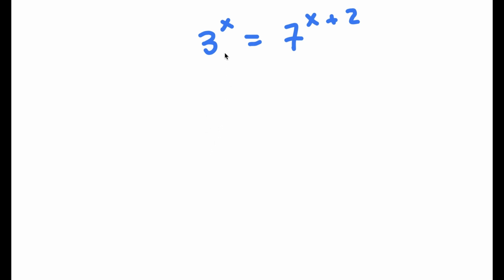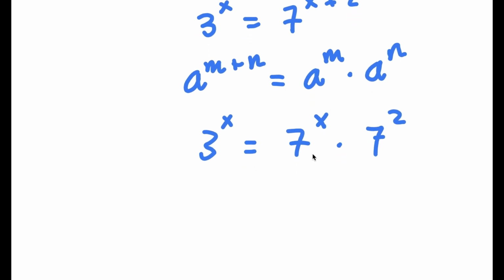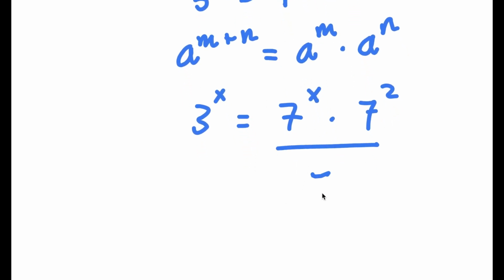Alright, so in this problem, I have 3 to the power of x is equal to 7 to the power of x plus 2. So to start, if I have something in the form a to the power of m plus n, this is equal to a to the power of m times a to the power of n. So 7 to the power of x plus 2, we can rewrite as 7 to the power of x times 7 to the power of 2. Now, I'm going to go ahead and divide both sides by 7 to the power of x.